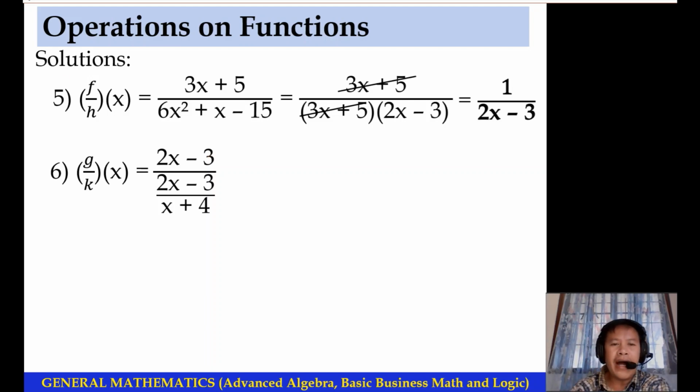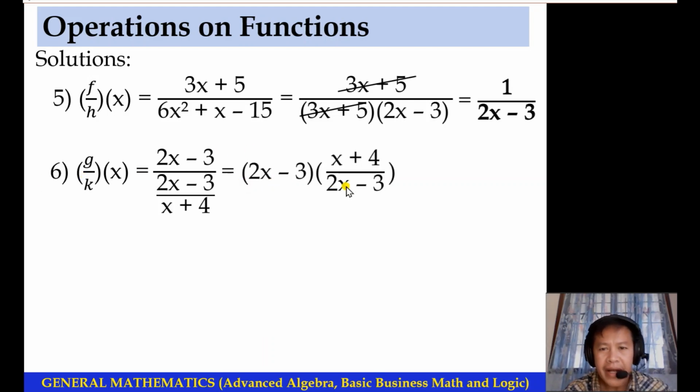Okay, so therefore our numerator is 2x minus 3 over, and our denominator is a rational function. Take note, the long division sign would be the opposite of the equal sign here. Okay, 2x minus 3 all over x plus 4. What you need to do here is to apply the concept of reciprocal. Copy the numerator and get the reciprocal of the denominator.